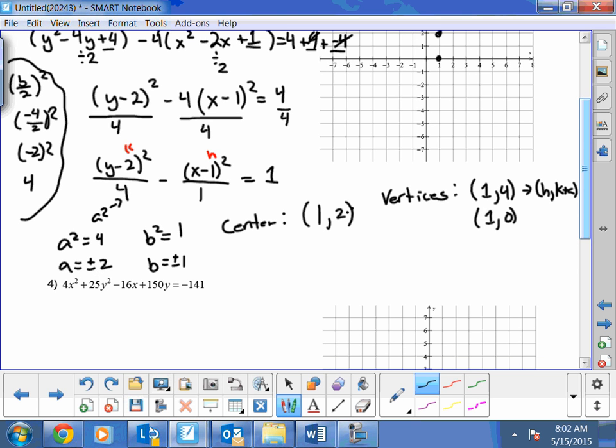Now the other thing I need to find out is the asymptotes. We have to figure out the asymptotes, but I want to go ahead and figure out the foci first. The foci are going to be determined by the c value. With these, we're going to use the equation b squared is equal to c squared minus a squared. So we have b squared and a squared, and I can solve for c. 1 is equal to c squared minus 4. So we add 4 to both sides: 5 is equal to c squared, which means we take the square root of 5. So c is equal to plus or minus the square root of 5.